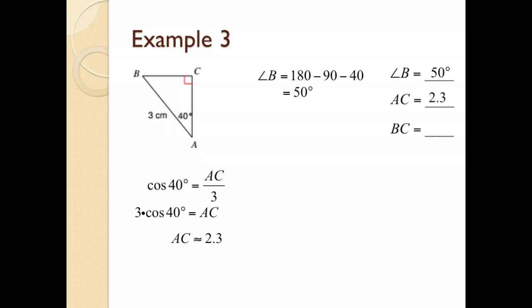Next, we'll solve for BC. BC is the opposite leg to the 40-degree angle, and we were given the hypotenuse. So with the opposite side and the hypotenuse, I'm going to use the sine ratio. So sine of 40 degrees is equal to BC over 3. We can multiply both sides by 3 and get that BC is about 1.9.